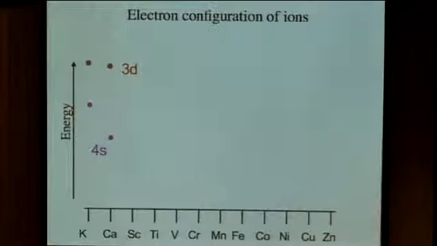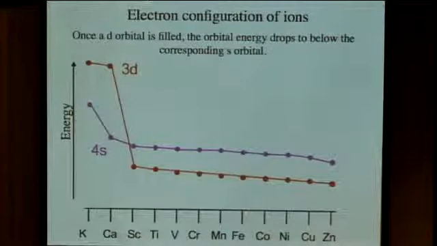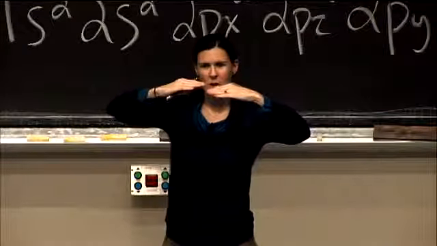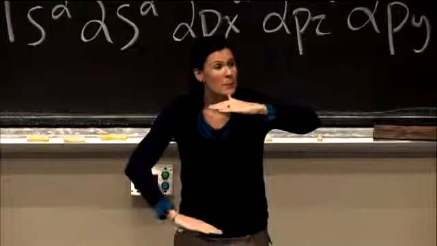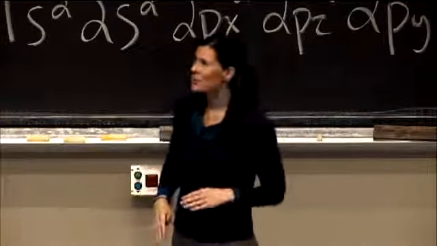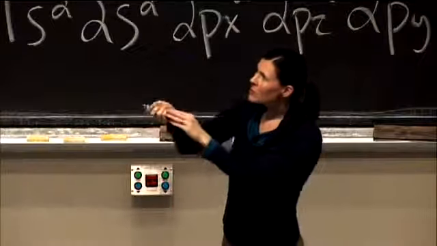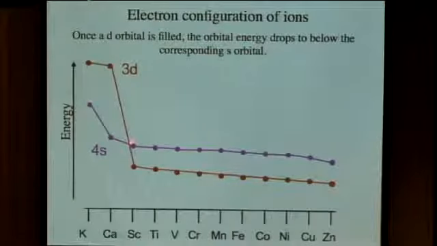But what happens is that once a d orbital is filled, I said the two are very close in energy, and once a d orbital is filled, it actually drops to become lower in energy than the 4s orbital. So once we move past, we fill the 4s first, but once we fill in the d orbital, now that's going to be lower in energy.